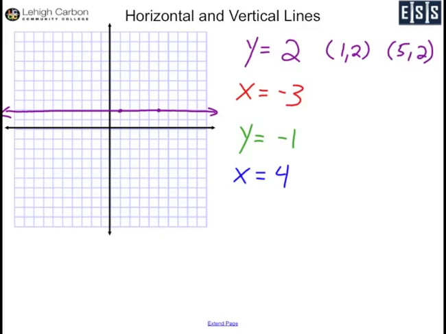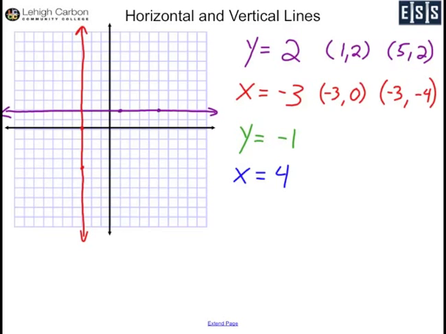Next we have x equals negative 3. That means my x-coordinate is always negative 3. You can use (negative 3, 0) and (negative 3, negative 4). So (negative 3, 0) is here. (Negative 3, negative 4) is here. There's my vertical line.